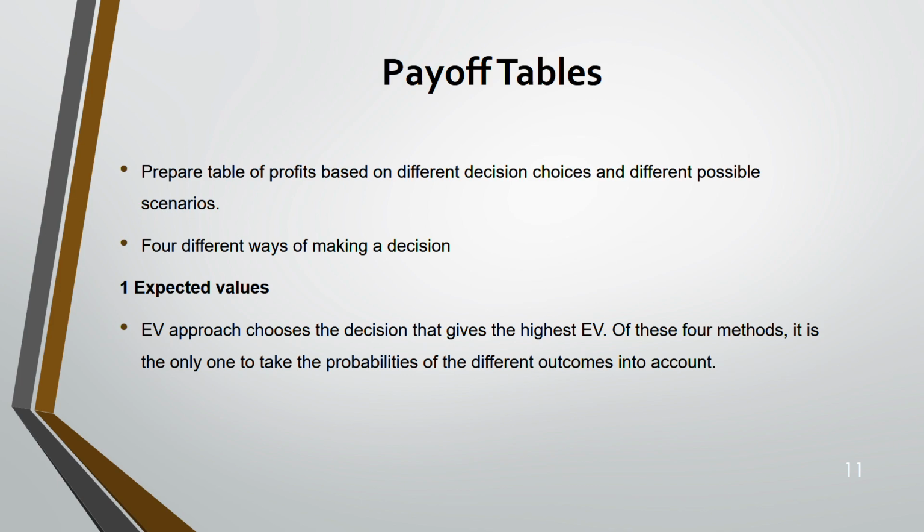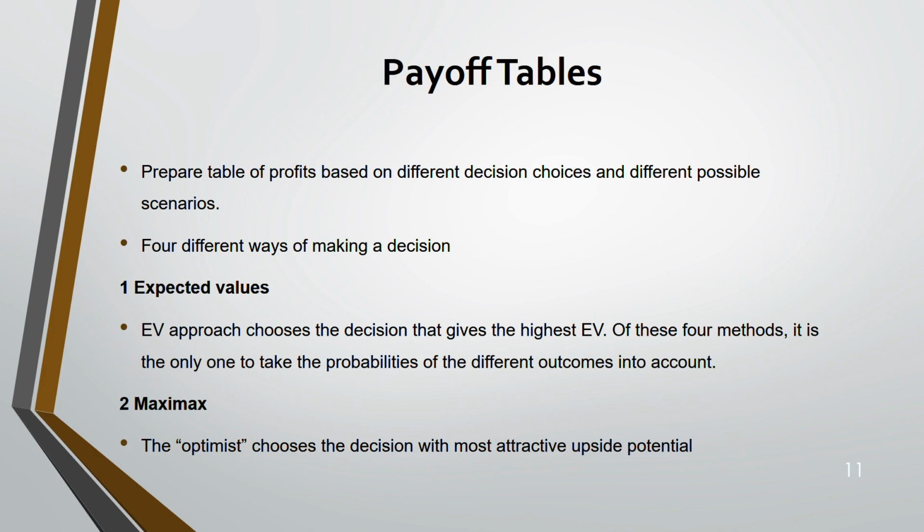This is the only method where probabilities are taken into account for you to take a decision. Next, maxi-max. What is maxi-max? Max is something usually seen as a positive thing. Maximum, right? People want to see that. So link the word to it. Maxi-max means optimist. An optimist is someone who sees a positive side to a story.